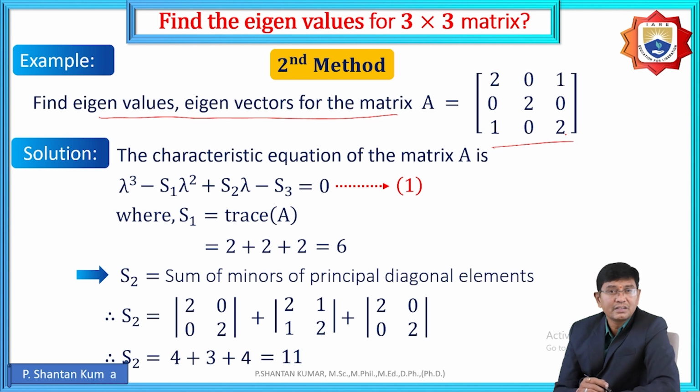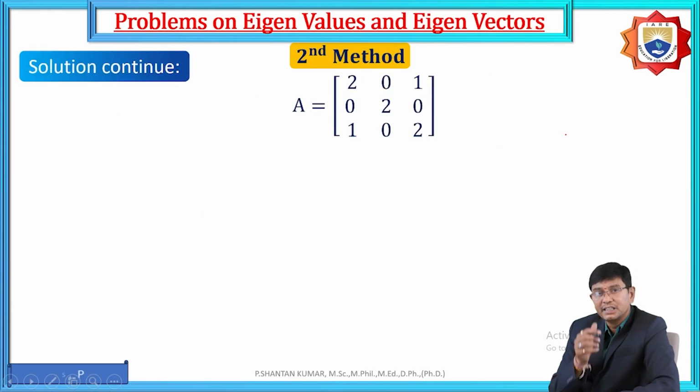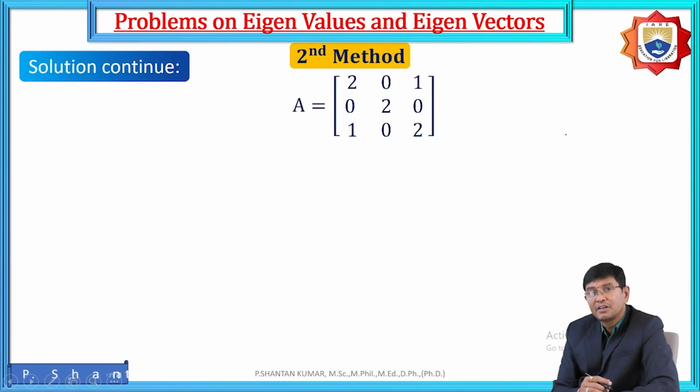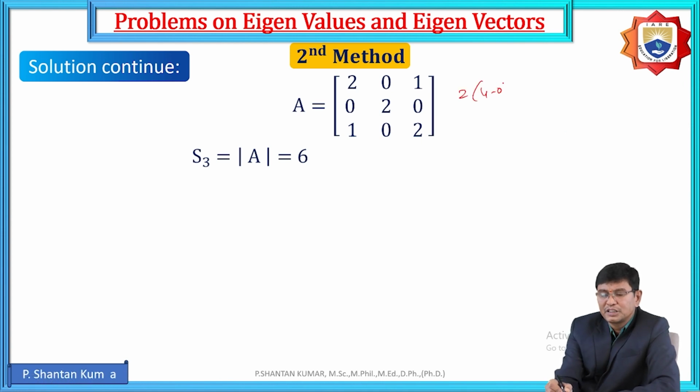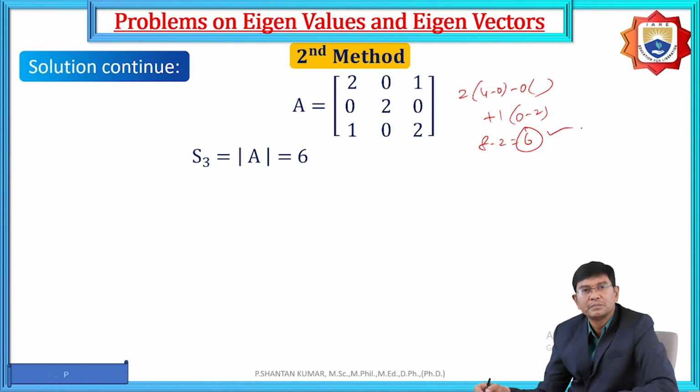And finally S3 is nothing but the determinant of the matrix. Therefore, that is automatically 6 only. Even by calculating directly: 2 into 4 minus 0, and again minus 0 into something, plus 1 into something, 0 minus 2. Finally 8 minus 2 is equal to 6, which is the final value.